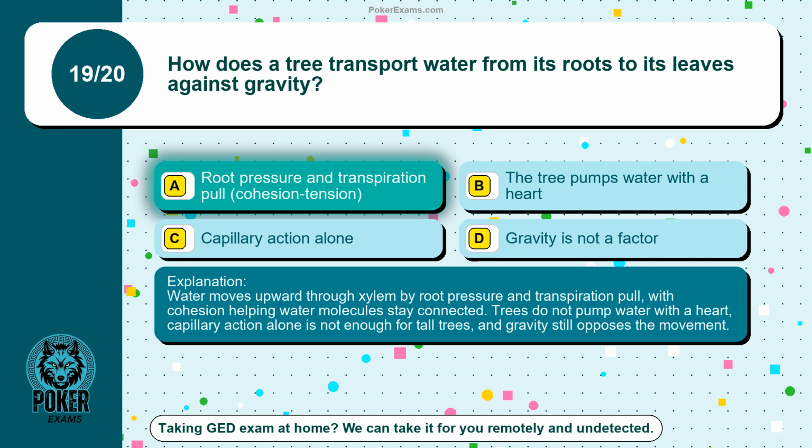Water moves upward through xylem by root pressure and transpiration pull, with cohesion helping water molecules stay connected. Trees do not pump water with a heart, capillary action alone is not enough for tall trees, and gravity still opposes the movement.